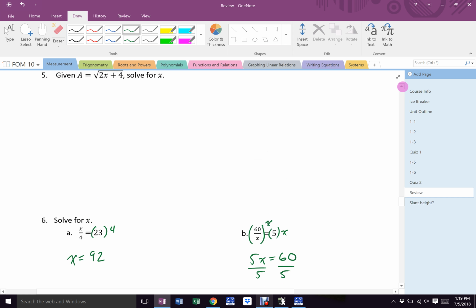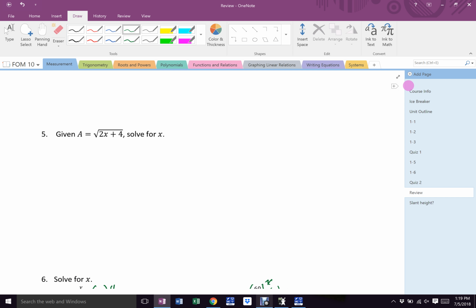Try the question right above it, because you got 6 minutes left in class. See if you can solve that. A equals the square root of 2x plus 4. And I'm saying solve for x. That means you have to get x by itself. But there's still another letter there. That letter isn't going away. You have to move this around till x is alone. Try it. You got 6 minutes to figure it out. Remember, in algebra, anytime you have to get rid of something, you have to do the opposite thing that is shown.